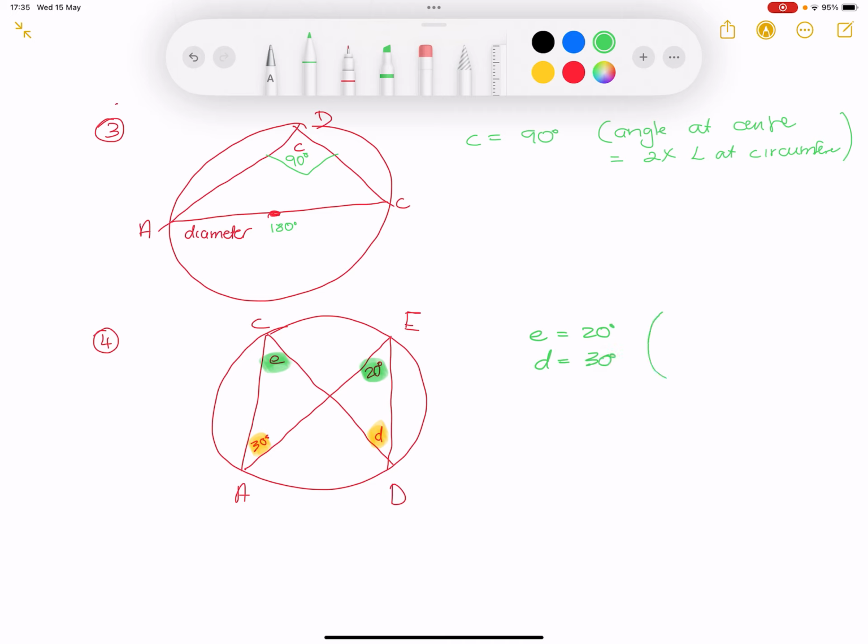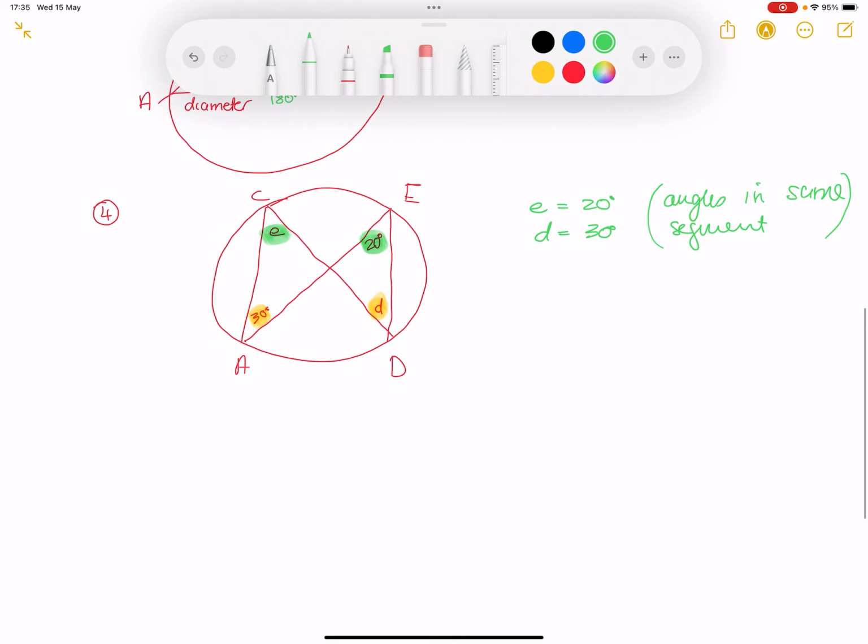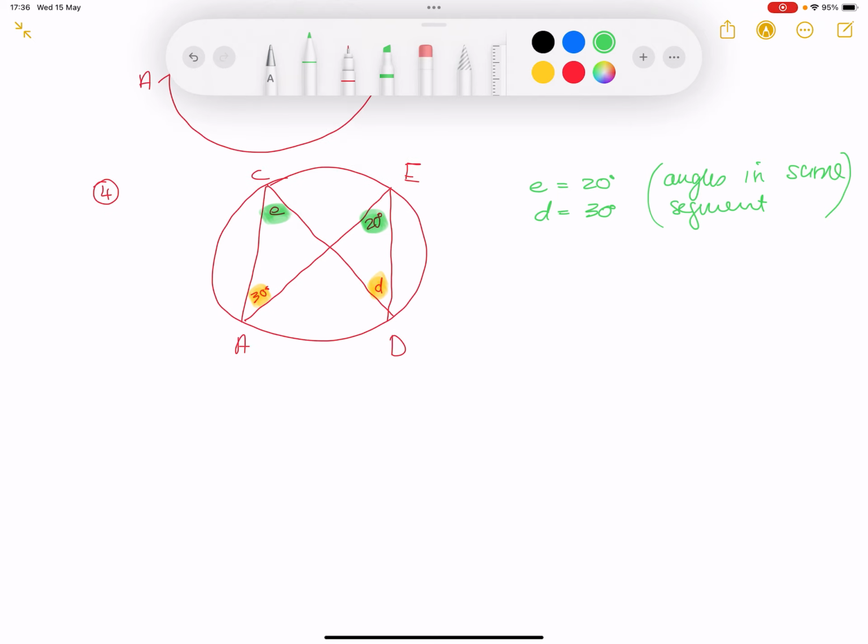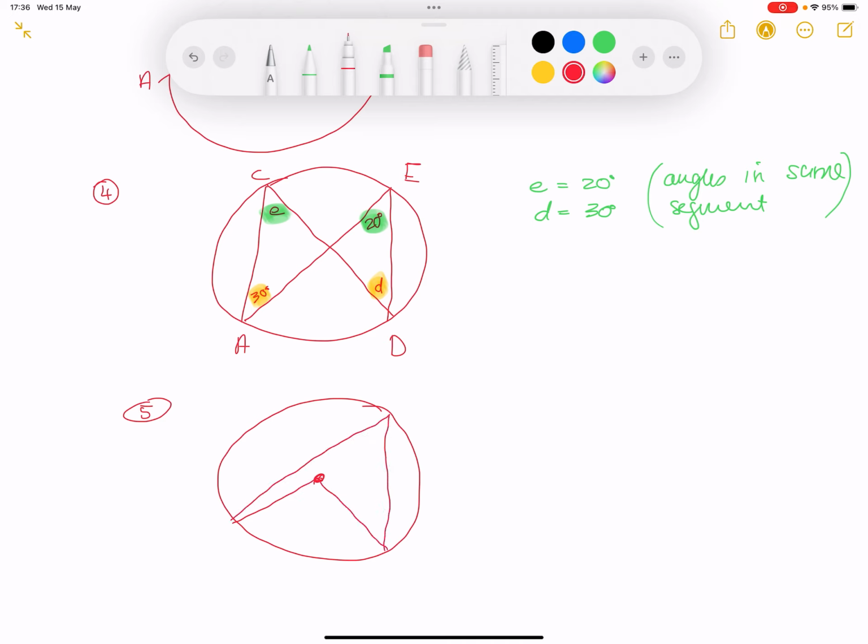Angle in the same segment. Eh? Yes, ma'am. Angles in the same segment. You agree with me? Yes, ma'am. Okay, then we come, the one that's very close to this one. The one that's very close to this one is this one. Angle at center, you agree? Then they do this.